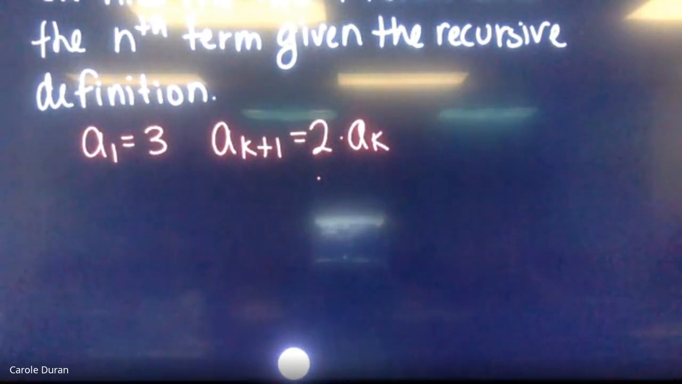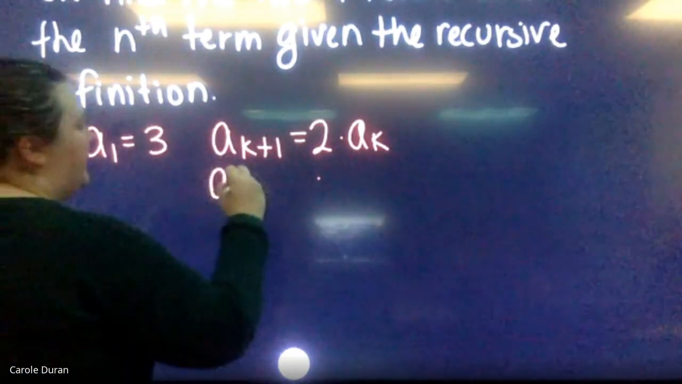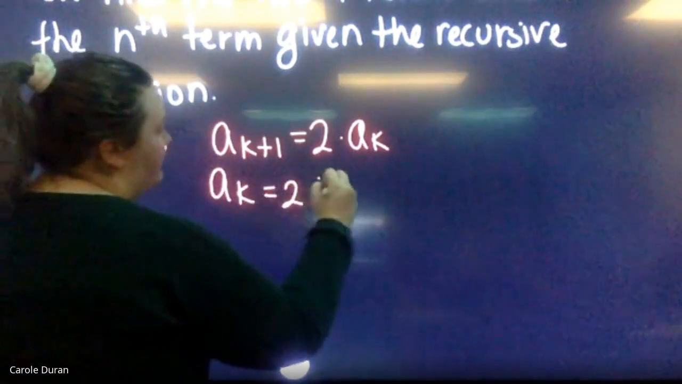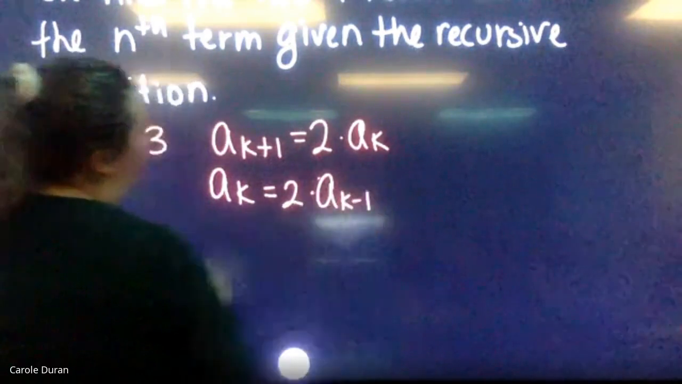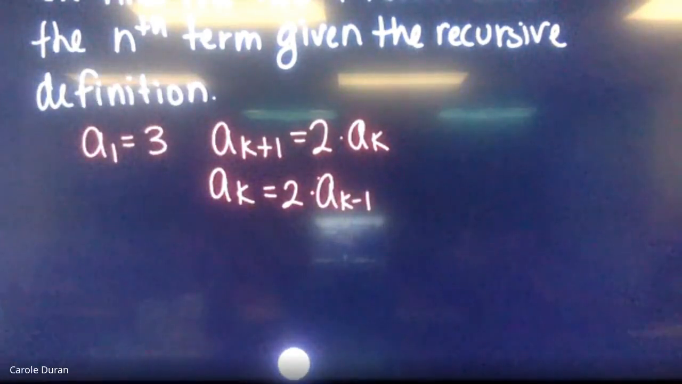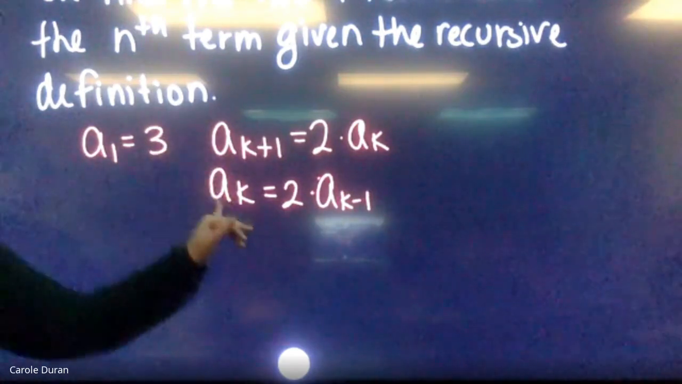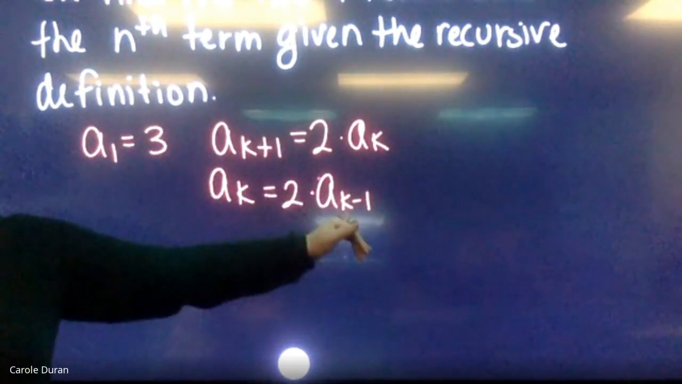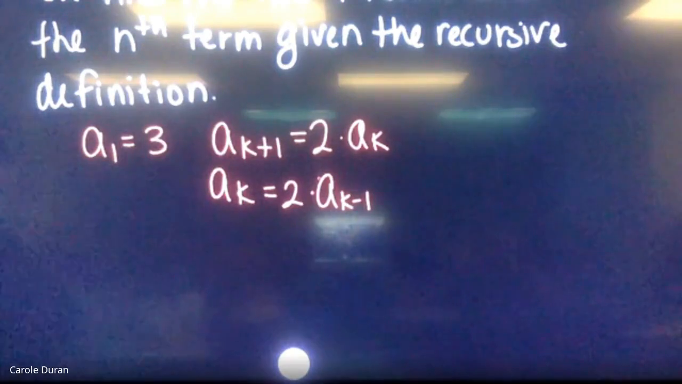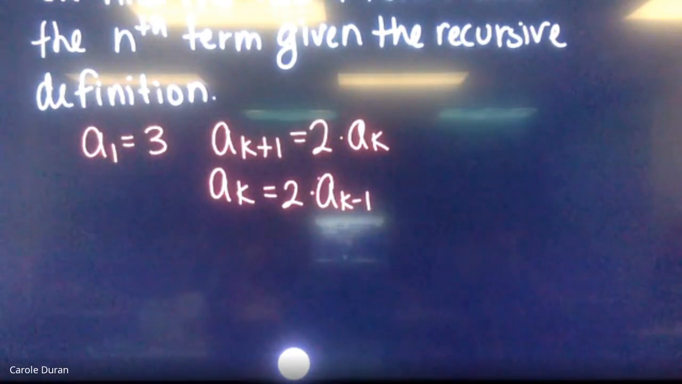This could also be written in another way. It could be A_k equals 2 times A_(k-1). They mean the exact same thing, just different notation. It still means that to find this term, I have to do 2 times the term that came before it. These are 2 different ways of writing a recursive definition.